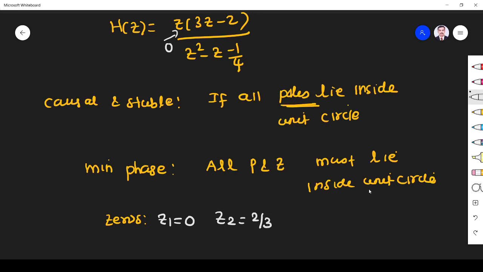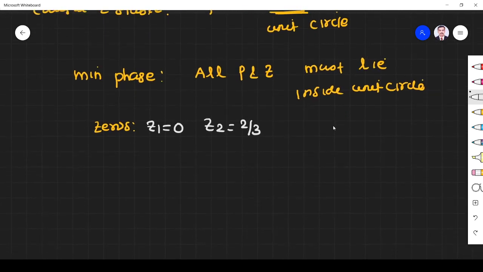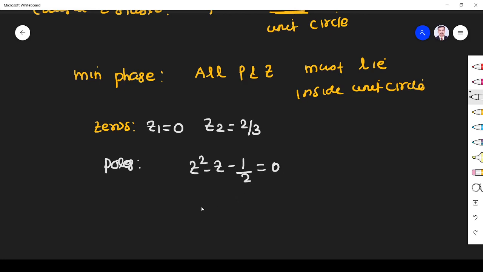We found the zeros. Now what we have to find is poles. Poles are obtained from the denominator. The value of z which makes the total function infinity is known as a pole, which is obtained from the denominator. What is the denominator? Z squared minus z minus 1 by 4. First we factorize it and from that we find poles. So in order to find poles, the given polynomial is z squared minus z minus 1 by 4. Let us find, the roots are poles, right? The poles are the roots of the denominator. So we find the roots.